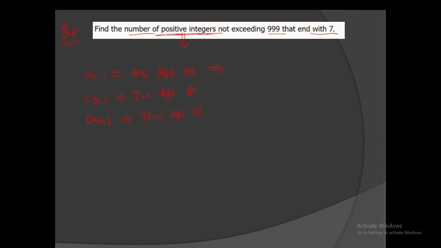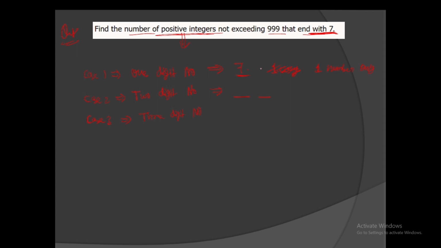So what is our condition? The number should end with 7. Case 1 is very simple, since we have only one digit that ends in 7, it will be only 7, right? So we have one way only, I would say, one number only.